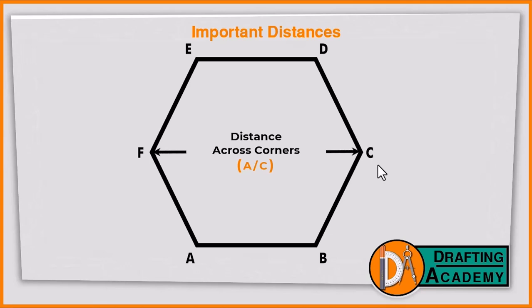Additionally, what you must remember is that distance across corners is usually found in polygons that have even numbers of sides, for example 6-sided, 8-sided, 10-sided. It's very rare that you find the terminology of distance across corners for odd numbered polygons, for example a 7-sided or a 9-sided.